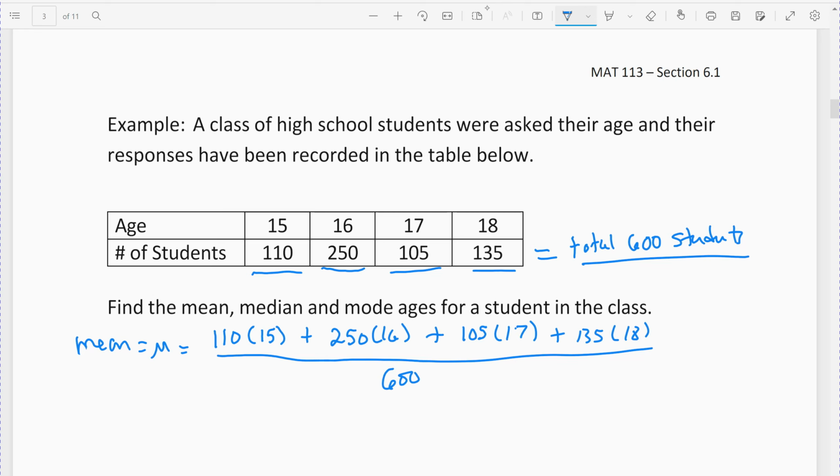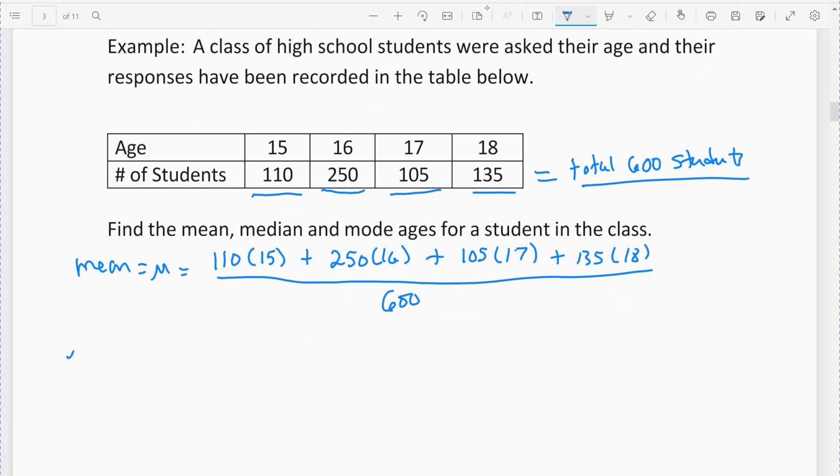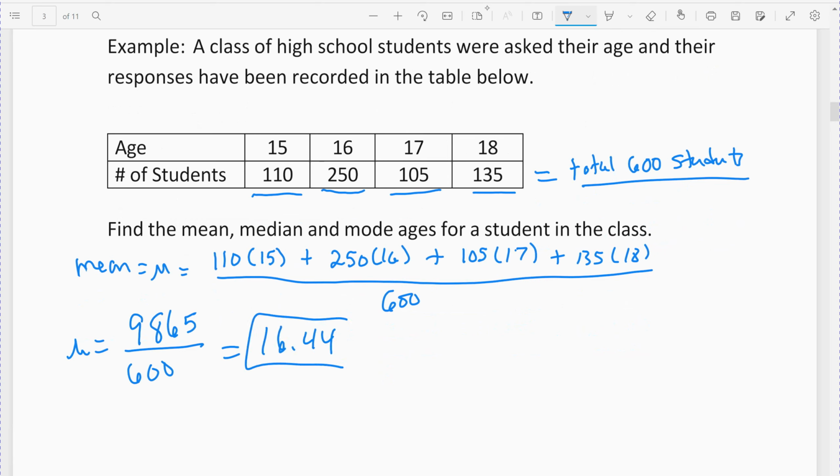15, there are 110 of them. 16, there are 250 of them. 17, there were 105 of them. 18, there were 135 of them. Alright, so I'm going to simplify the top first. I'm going to add up the top, and it's going to be a fairly big number when I add it together. It comes out to be 9,865, which I'm going to divide by 600 students. And so the average age, 16.44, would be the average age. So that's the mean.